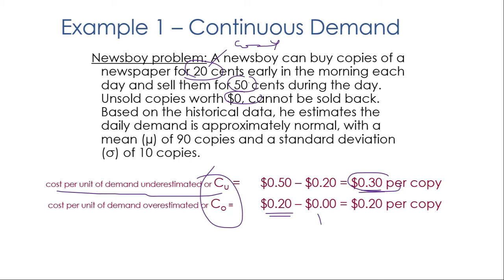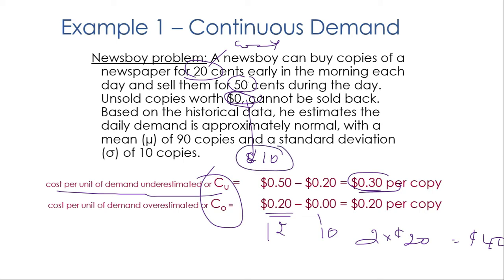So if you purchase 12 copies in the morning and you can sell only 10, you have 2 left, you couldn't sell them, it's going to cost you 2 times 20 cents. Right, it's going to cost you 40 cents because you couldn't sell the unsold copies back. But if you can sell the unsold copies back for, let's say, 10 cents, you're going to plug in 10 cents right here instead of 0. Alright, so this is how you determine the two costs.